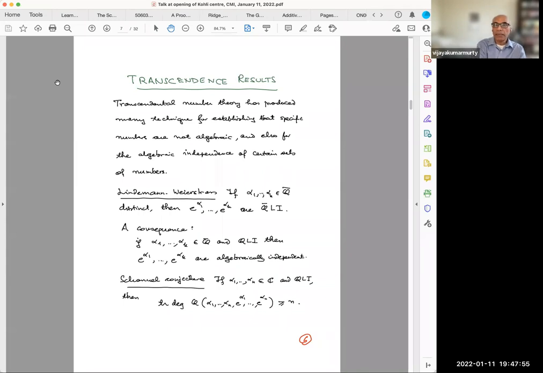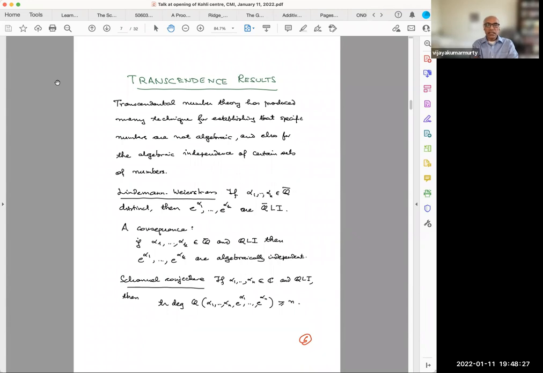If I take a bunch of distinct algebraic numbers, alpha one to alpha k, then e to the alpha one to e to the alpha k are Q-bar linearly independent. In other words, there is no linear relation between them with algebraic coefficients. In particular, each one of these is transcendental. But here's a curious consequence coming from the functional equation of the exponential function, namely that e to the x plus y is e to the x times e to the y.